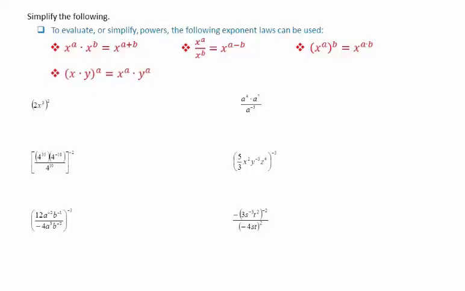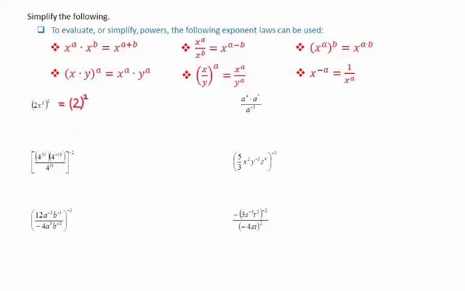For two expressions inside a set of brackets raised to the same exponent, we can separate those expressions. X times y to the a then equals x to the a times y to the a. Similar for division, x over y to the a can be separated to x to the a over y to the a. Finally, if there is a negative in the exponent, take the reciprocal and remove the negative. X to the negative a equals 1 over x to the a.